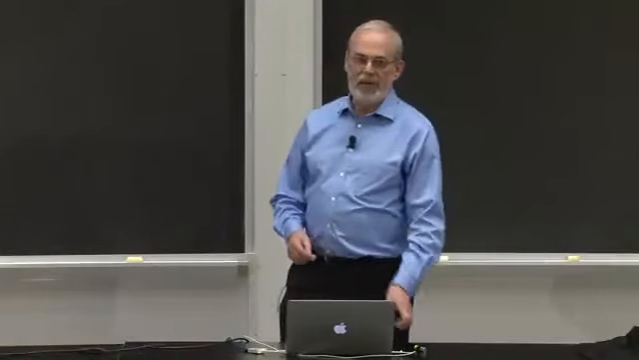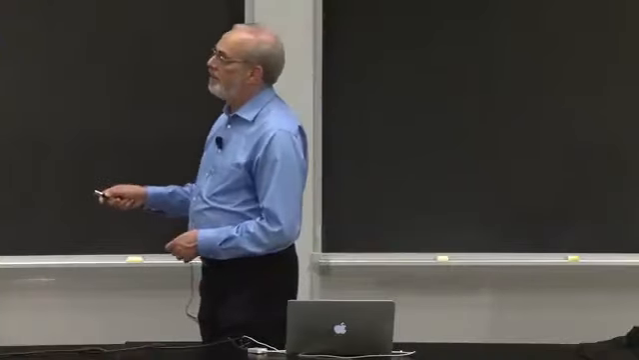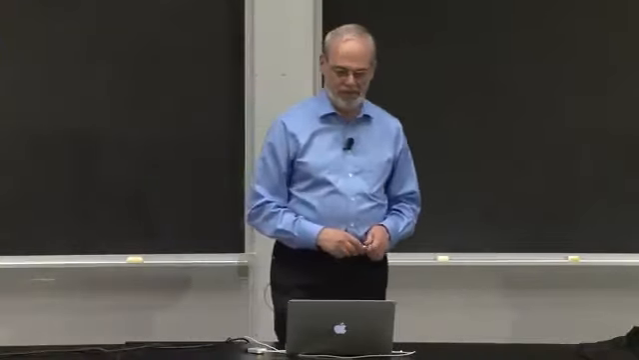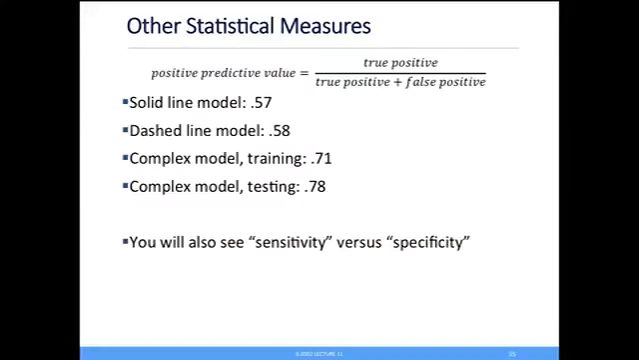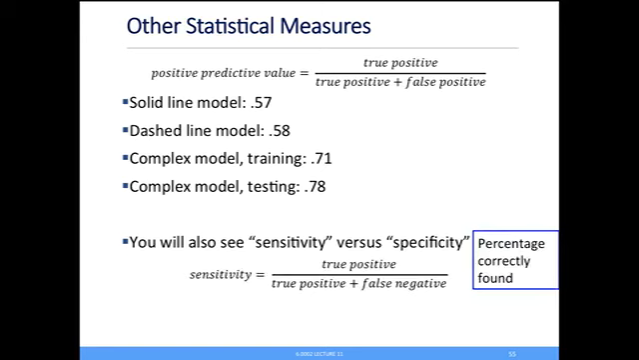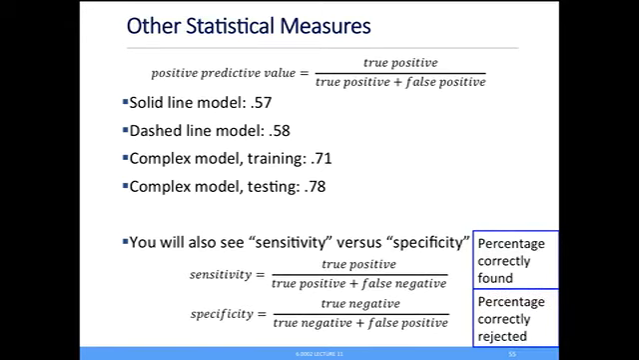There could be other ways in which I measure this, and I want to use this as the last example. Another good measure we use is called PPV, positive predictive value, which is how many true positives do I come up with out of all the things I labeled positively. And in the solid model and the dash line, I get values of about 0.57. The complex model on the training data is better, and on the testing data is even stronger. And finally, two other examples are called sensitivity and specificity. Sensitivity basically tells you what percentage did I correctly find, and specificity says what percentage did I correctly reject.